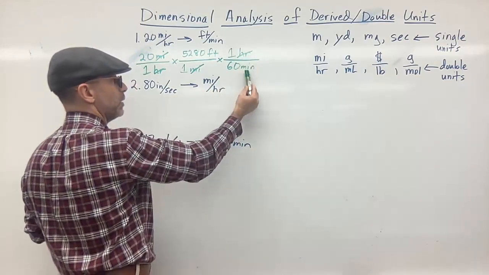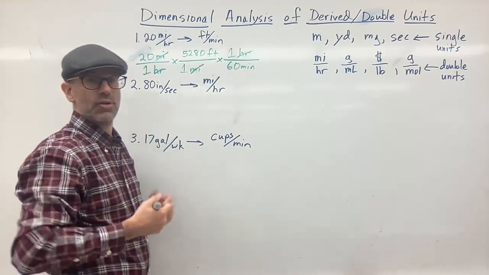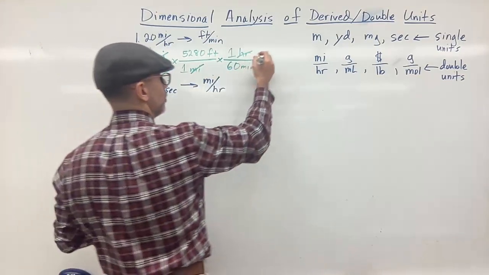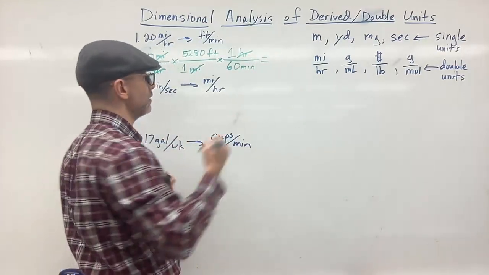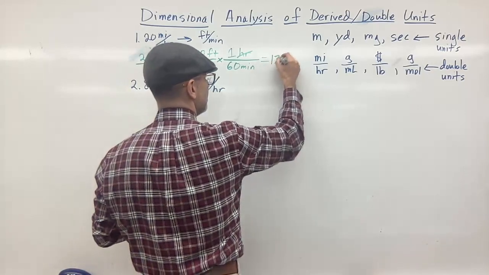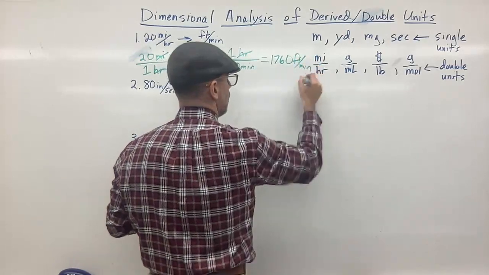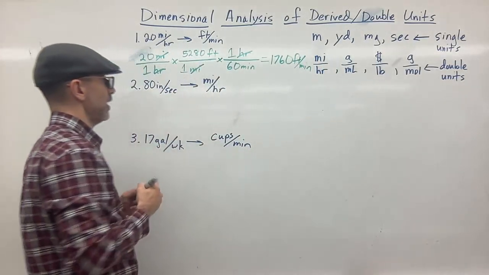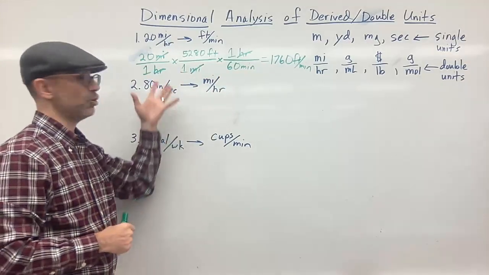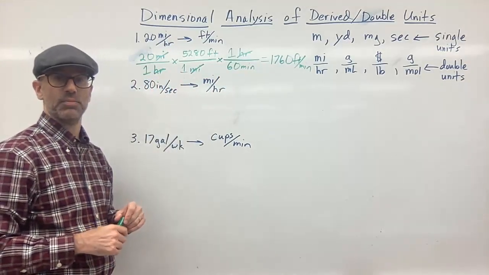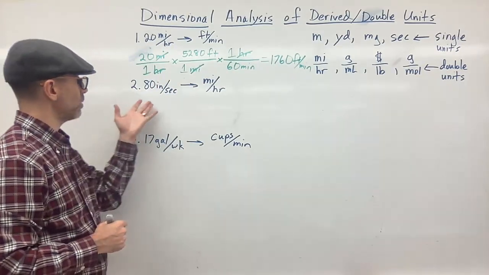I have the minutes on the bottom and the feet on top. I have everything I want. So now all I need to do is multiply and divide, and I get 1760 feet per minute. That would be the answer. That's a first example of how to do a double unit conversion using dimensional analysis.